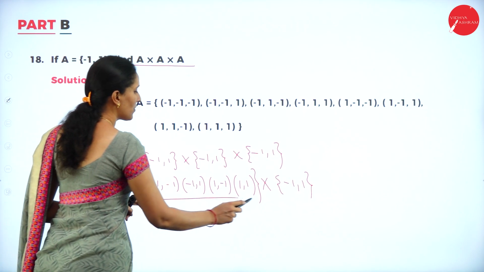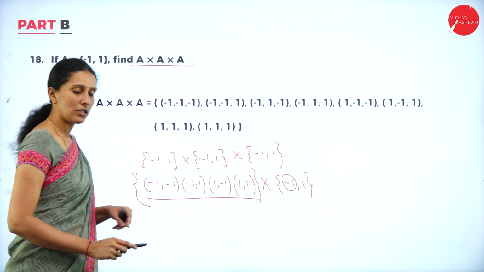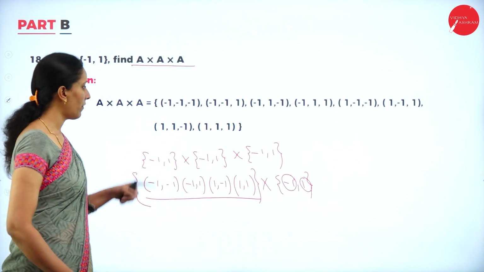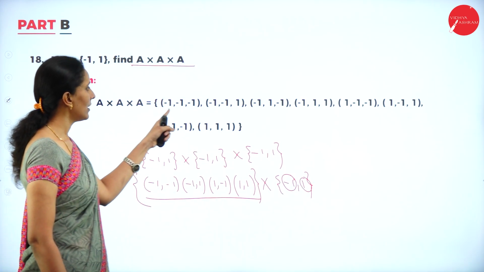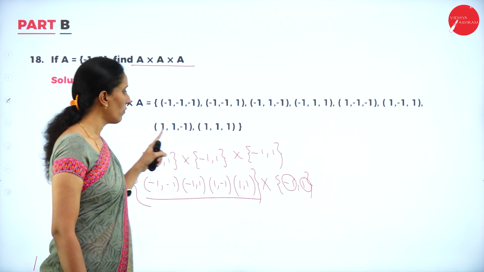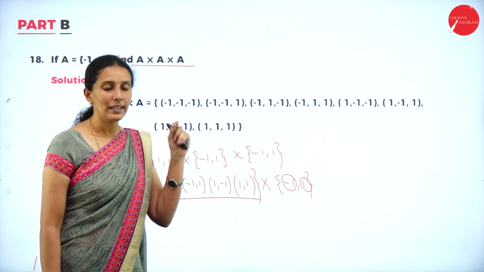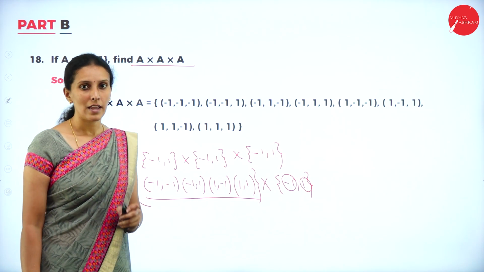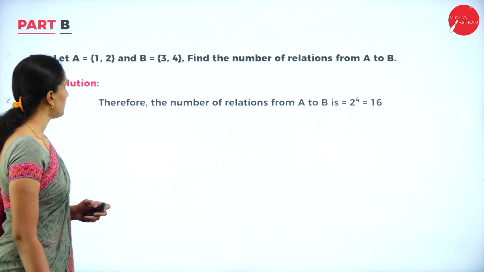Now pair these 4 elements with -1 ones. Next again pair these 4 elements with 1 ones. Then you can find A cross A cross A. Hence these are the elements we get on writing the Cartesian product, or the triplets, in the form of A cross A cross A.